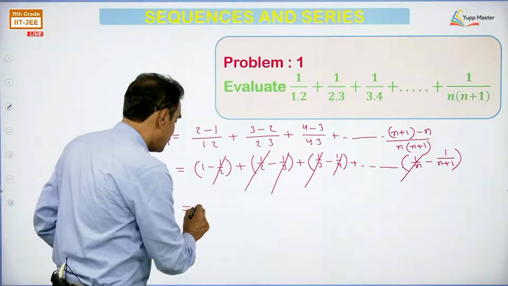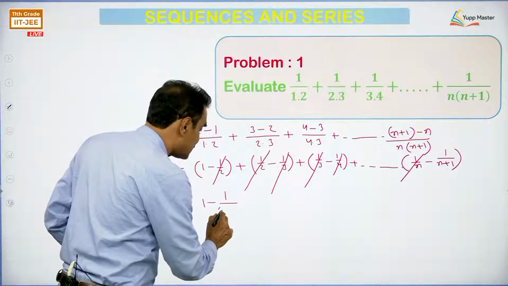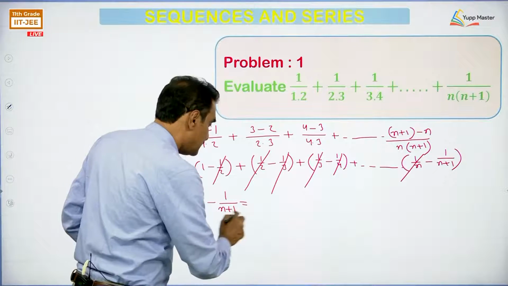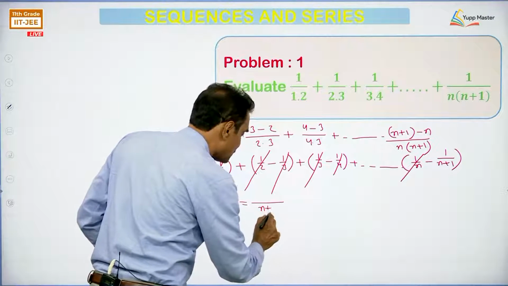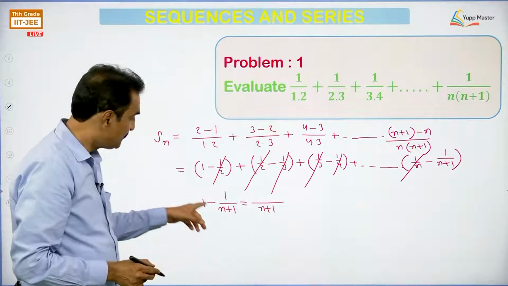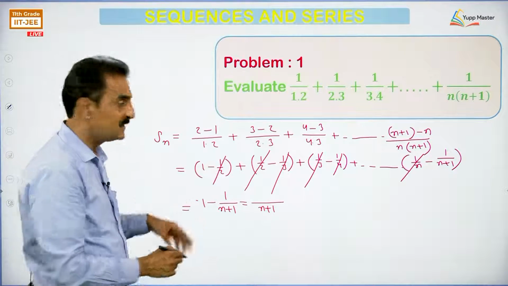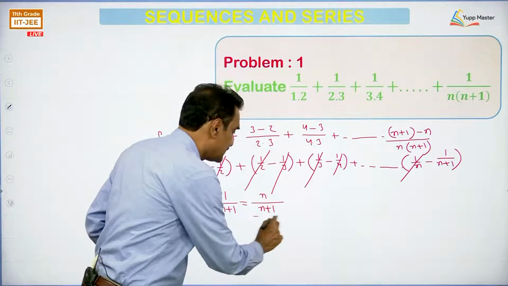So, the sum is 1 minus 1 by n plus 1. Taking LCM, n plus 1 is the LCM, you will get n plus 1 into 1, n plus 1 minus 1, that is n. This is our answer.